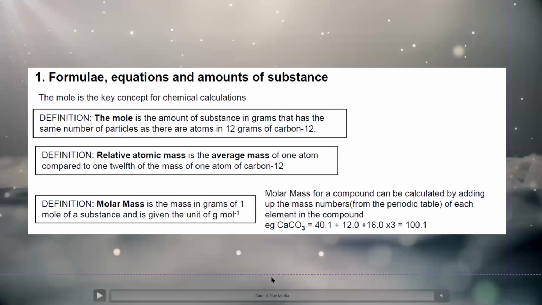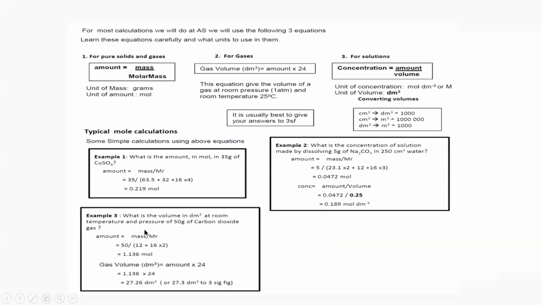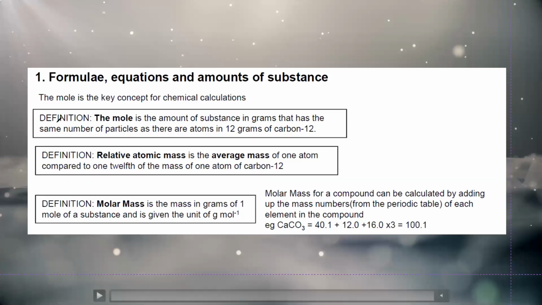So these are the definitions which are important. The first one is about the mole. The mole is the amount of substance in gram that has the same number of particles as the atoms in 12 gram of carbon 12, or 1 mole of carbon 12. How many atoms are there? The same number of particles, or Avogadro. You can also say mole is the amount of substance which contains Avogadro's number of particles.